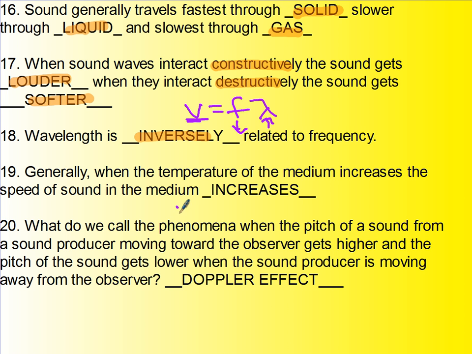Now, generally, when the temperature of a medium increases, then the speed of sound increases as well. So remember, speed of sound in air is 331 plus 0.6 T. So as the temperature increases, the speed increases. Now, what do we call the phenomenon when the pitch of a sound from a sound producer moving toward the object gets higher and the pitch of the sound gets lower when they're moving away? That's a Doppler effect.